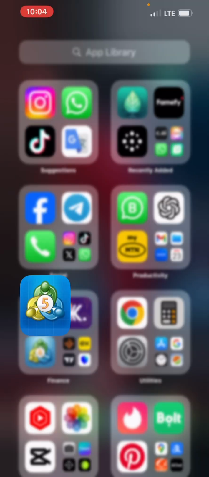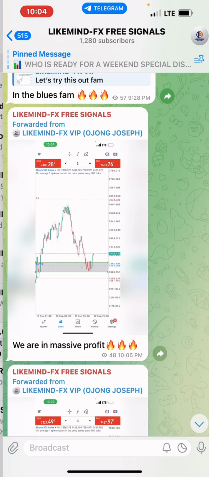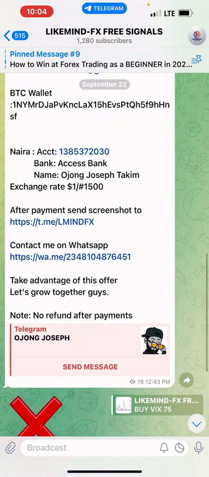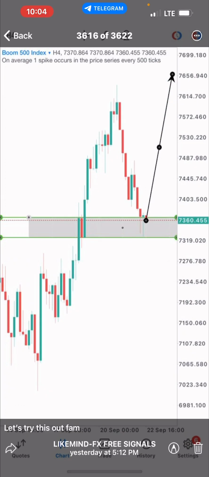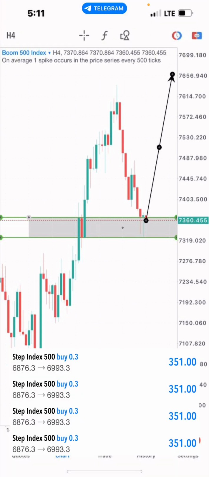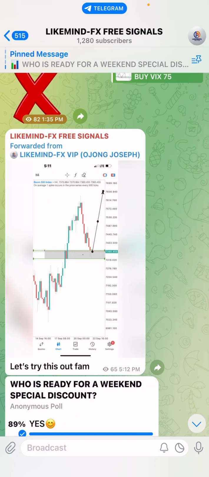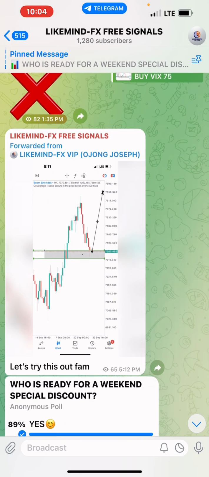Let me just show you guys at my free group, the LIKEMINDEX trading setup. Here you can clearly see this is the before. Before we entered into the trade, I clearly marked it out and dropped it to them. Let's try this out, fam.